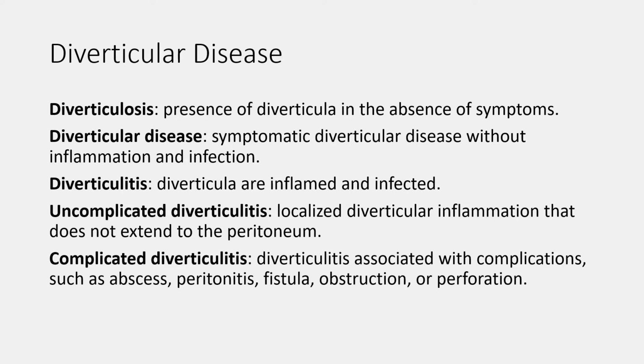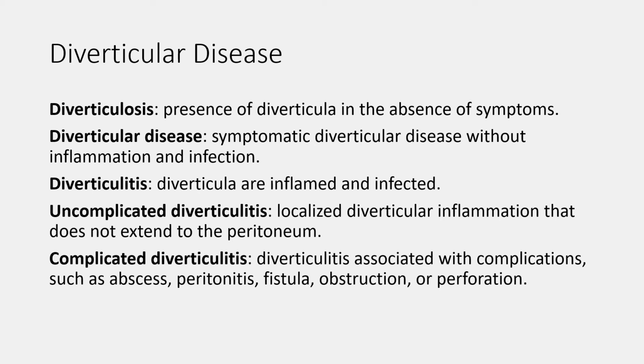Now, let's move to diverticular disease. Diverticula are sac-like protrusions of mucosa through the muscular wall of the colon. They are usually multiple, 5 to 10 mm in diameter, and occur in the sigmoid colon in about 85% of people. The term diverticulosis means the presence of diverticula in the absence of symptoms.